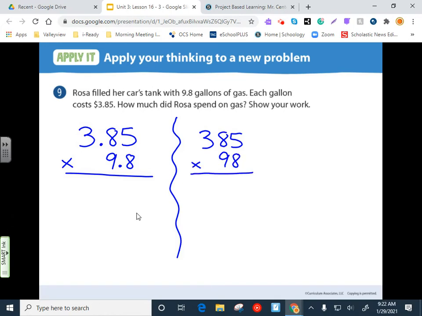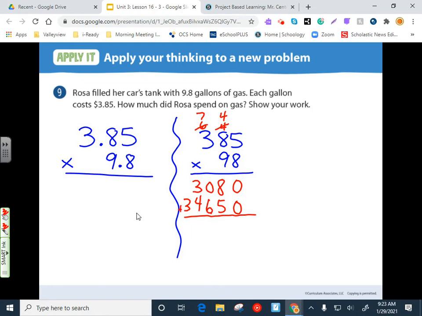So let's solve this. 8 times 5 is 40. 8 times 8 is 64, plus the 4 is 68. 8 times 3 is 24, plus the 6 is 30. Start with your 0 for the next line. Cross these out so you don't get them messed up. 9 times 5 is 45. 9 times 8 is 72, plus 4 is 76. 9 times 3 is 27. 27 plus 7 is 34. Careful to make sure all of these are lined up properly.